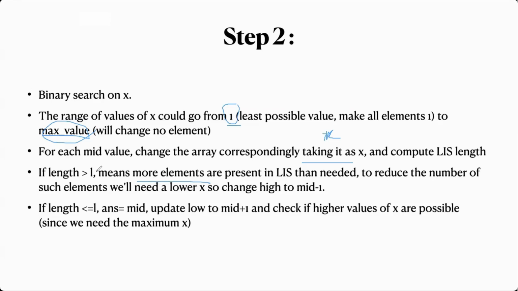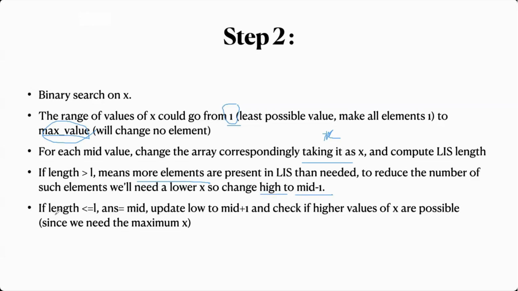In that case, what we need to do is decrease our value of X, so that there'll be more elements that are greater than X that could be changed to the same value of X, and thus essentially decreasing the overall length of the LIS. So therefore, we'll change our high to mid - 1 and move on.